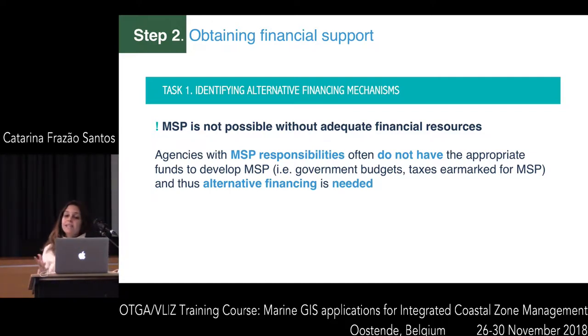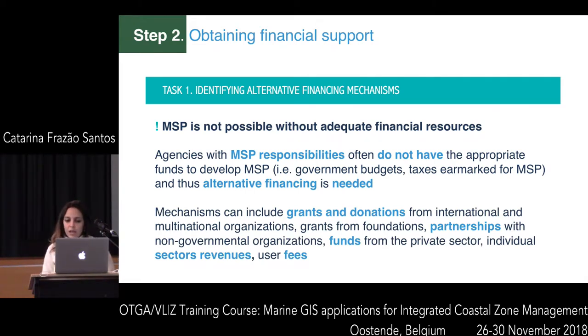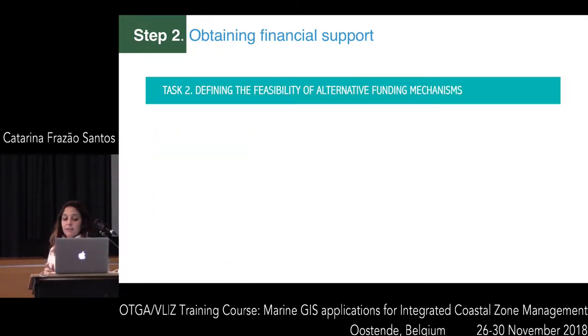So many times, agencies with responsibilities on marine spatial planning do not have the budget to do it, and so alternative financing mechanisms are needed. And this can come from a lot of sources. They can include grants and donations from international organizations or foundations, partnerships with non-governmental organizations, funds from the private sector, and even individual sector revenues or user fees. One important thing is not relying on just one alternative source of funding. And so the second task is analyzing the feasibility of these alternative sources.